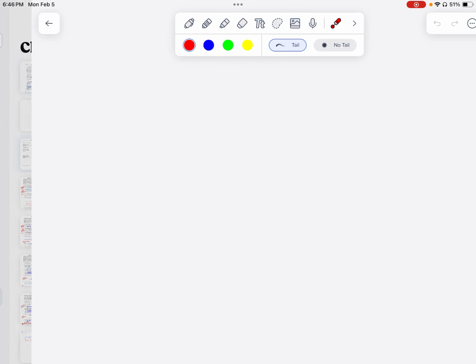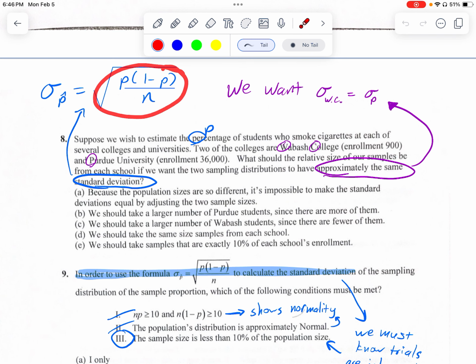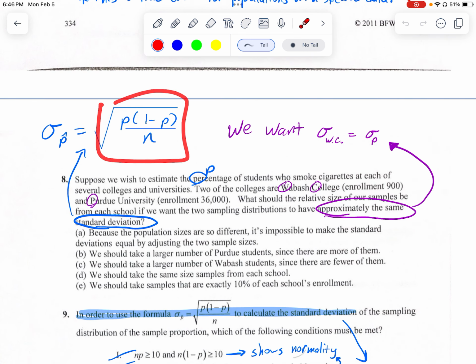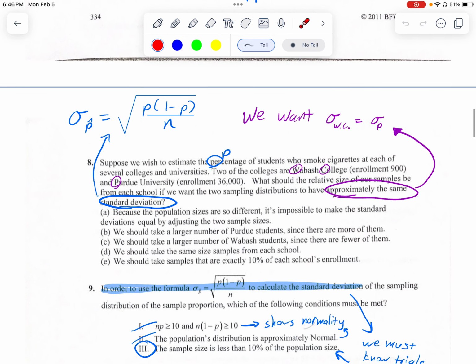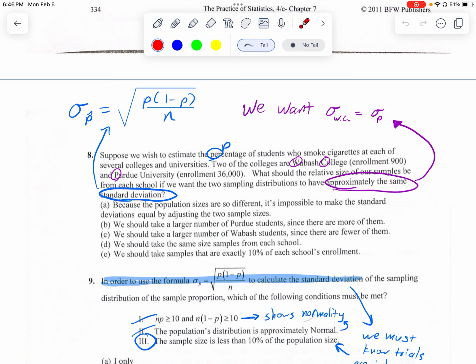So that's the formula that I'm looking at right here. And I want this to be the same for both schools, okay? So what we can assume pretty safely, I think, is that P, again, P is the parameter, would be the same for both schools. The percent of kids that smoke at Wabash College is the same as the percent of kids that smoke at Purdue, okay? So let's keep that in mind.